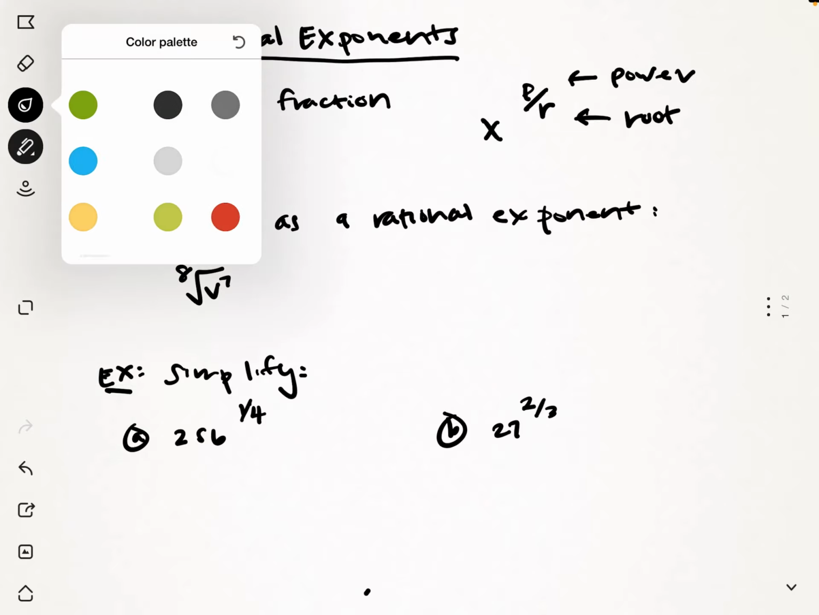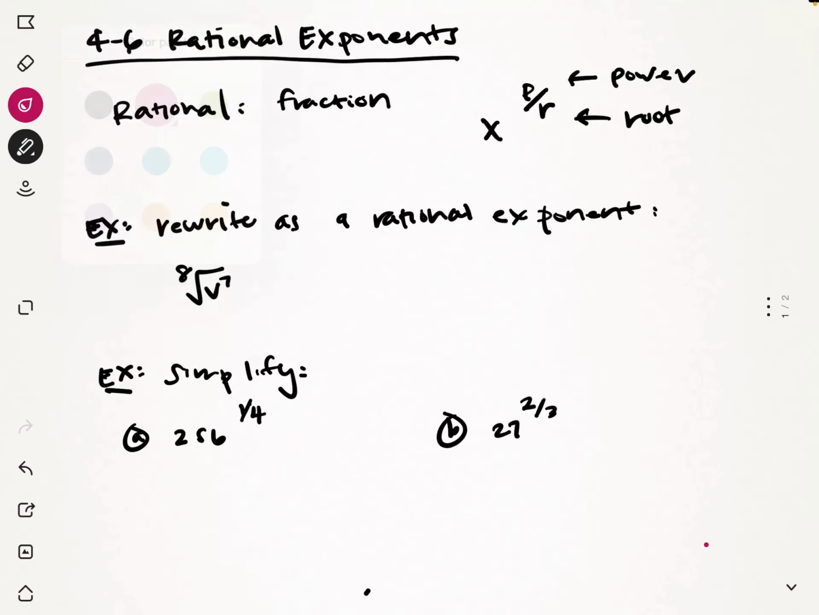So before we talk about rational exponents, we have to understand what the word rational means. Rational means in the form of a fraction. Notice in our exponent here we have a fraction. We use the variables p and r. I just use them to remind us that the power goes on top and the root goes on bottom. Anytime we have a rational exponent, we have a combination of a power and a root. So let's go ahead and see how this works out.